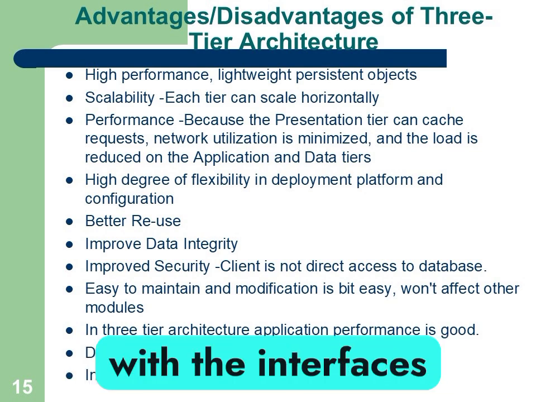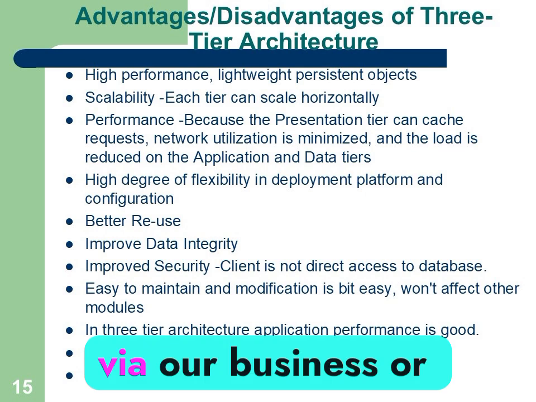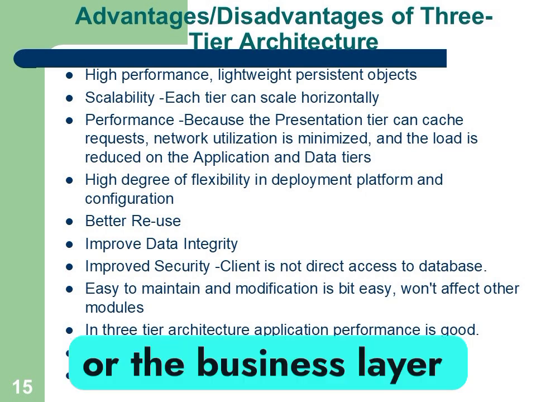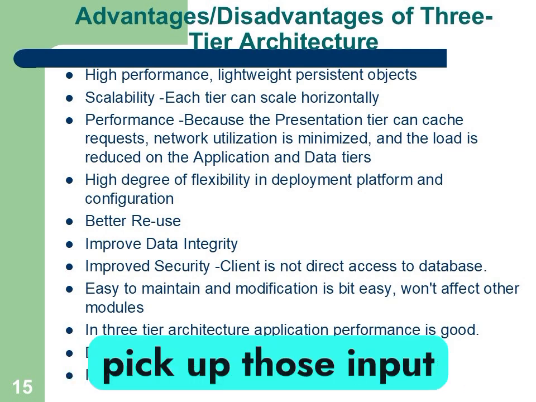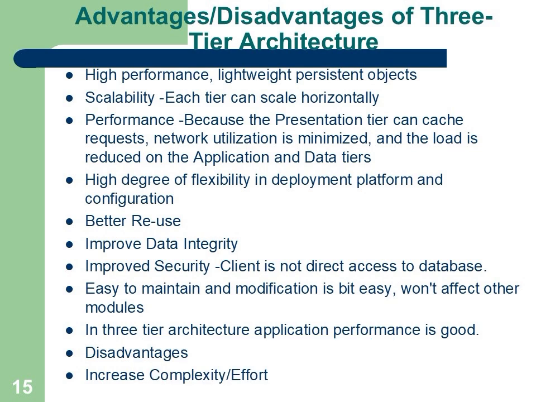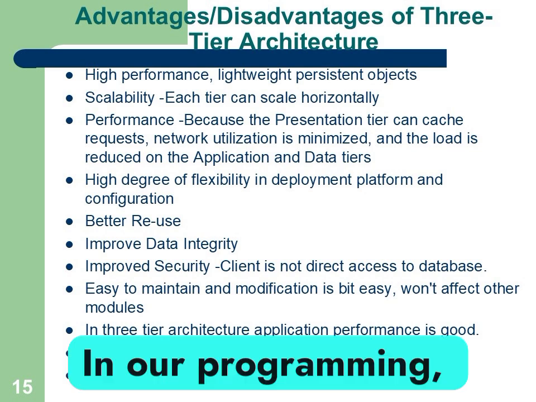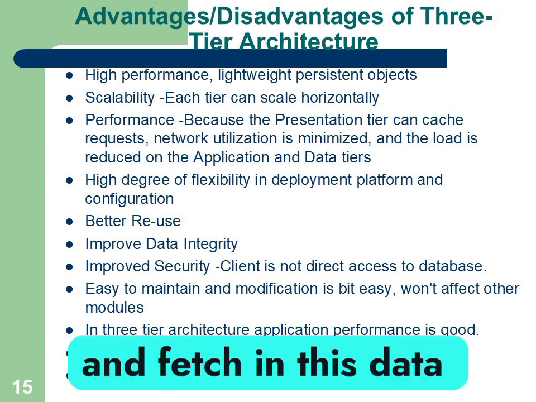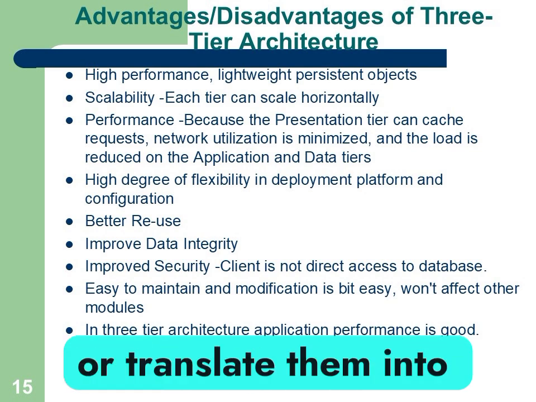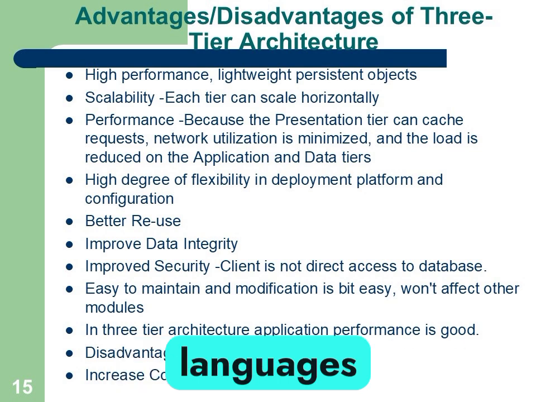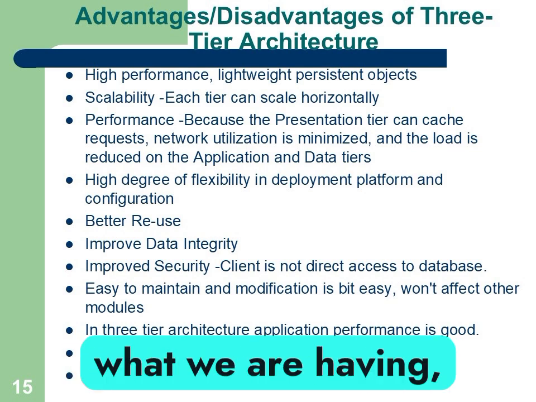The client is only dealing with the interfaces and sending requests via our business or logical layer. So once it's sent, it's the duty of the logical or business layer to pick up those inputs and translate them. Just as we have in our programming, right? Once you write code, interpreters will come in and fetch the data in order to interpret or translate it into machine-understandable language, that is in the form of ones and zeros. So the same thing is what we are having here, please.